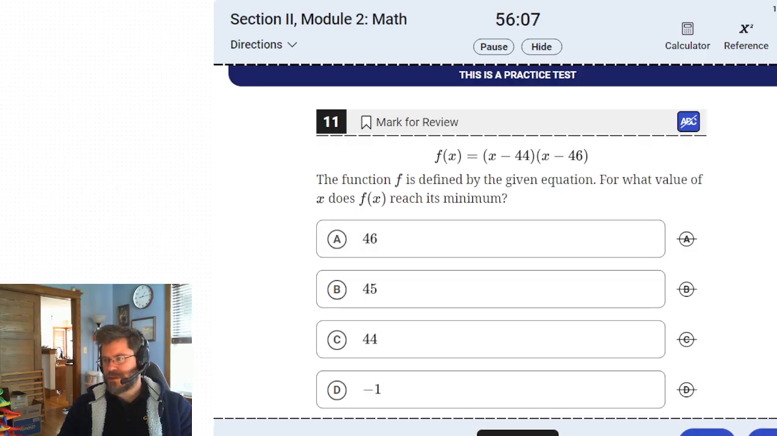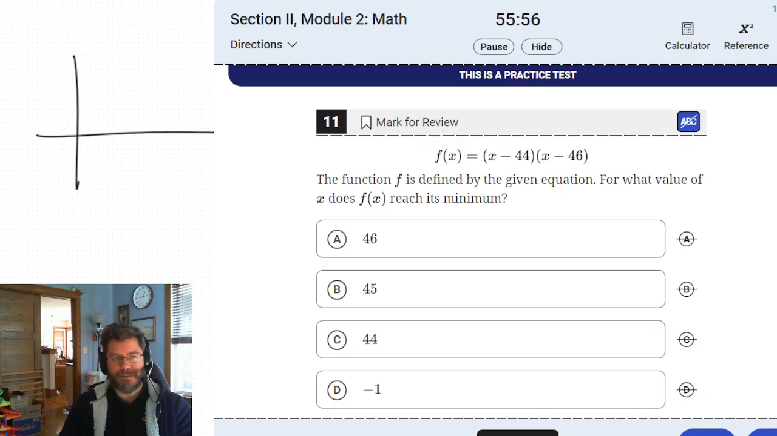We got a function, it's a binomial pair. At what value of x does it reach its minimum? This is code on the SAT. When you have a pair of binomials, you've got basically a quadratic, right? That's an x-intercept and that's an x-intercept. Where is the minimum or the vertex relative to those x-intercepts? It is smack in the middle.